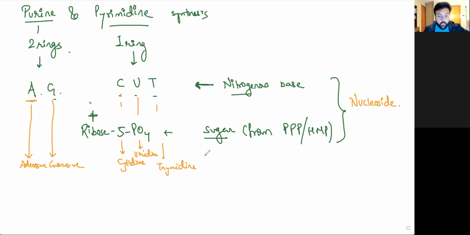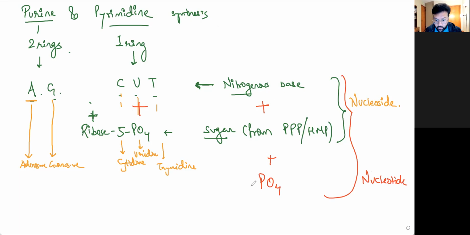I just want to add one phosphate. Nitrogenous base plus sugar is a nucleoside, and if I add phosphate, then you can make a nucleotide. Perfect. Depending on the number of phosphates, if it's just one phosphate, we have adenosine monophosphate, guanosine monophosphate, cytidine monophosphate, UMP, TMP. Is it clear to everyone what a nucleoside and a nucleotide are?